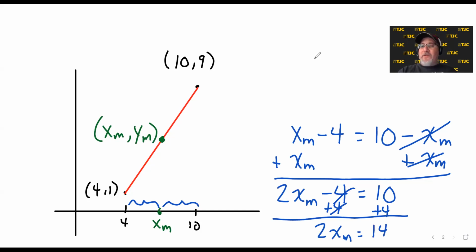And at this point, I think it's fairly clear that if we divided both sides by 2, we would get that xm is equal to 7. In other words, the x-coordinate of the midpoint indeed was 7. Now we could replicate the same thing on the y-axis.